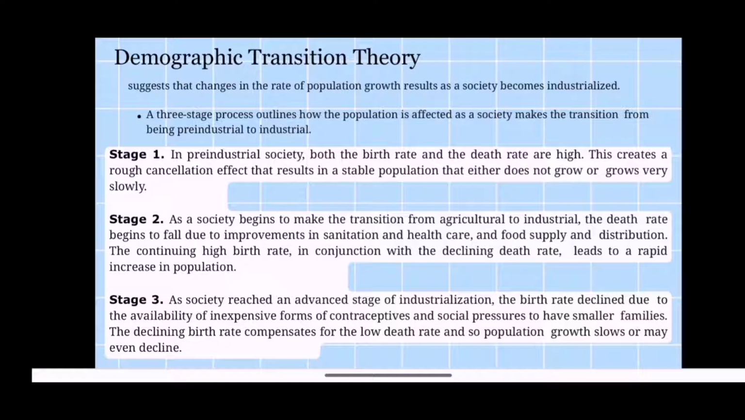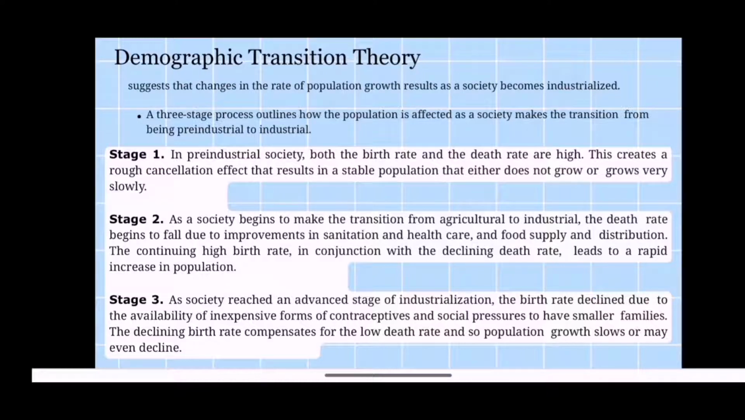And for stage 2, as a society begins to make the transition from agricultural to industrial, the death rate begins to fall due to improvements in sanitation and healthcare and food supply and distribution. The continuing high birth rate in conjunction with the declining death rate leads to a rapid increase in population.